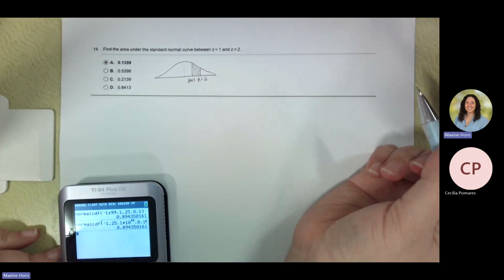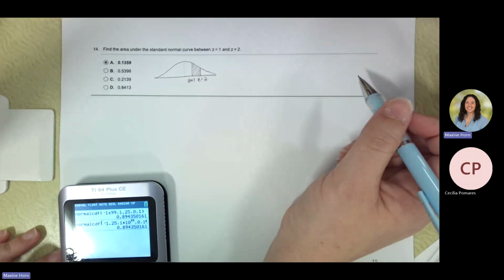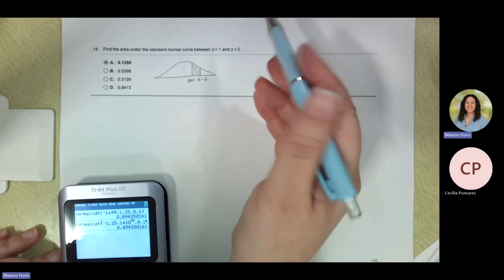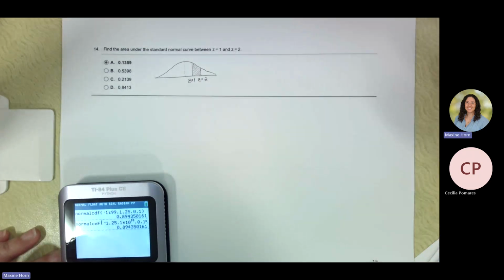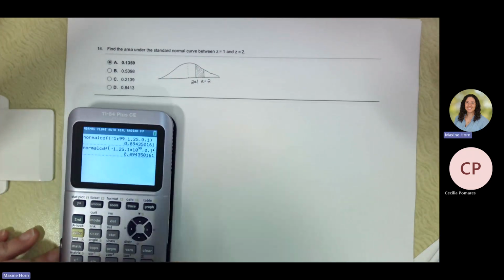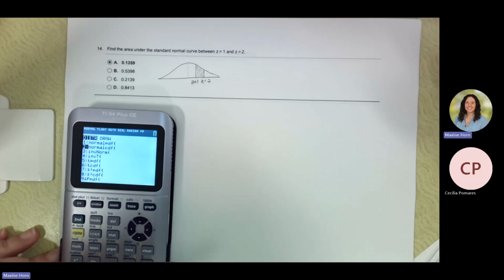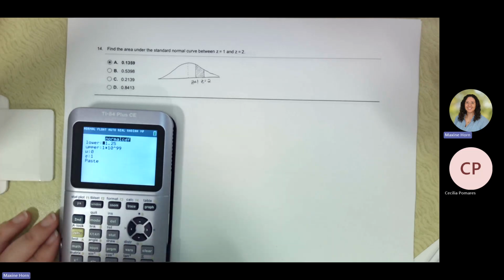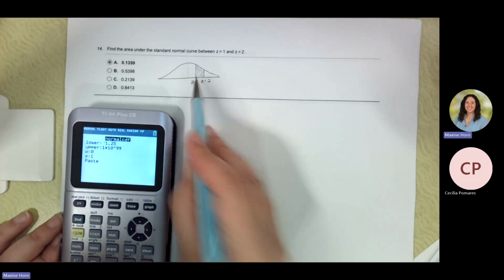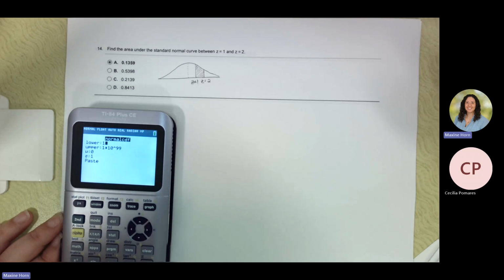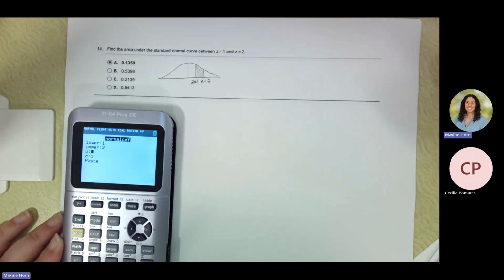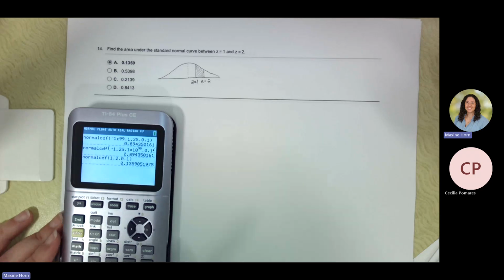Well, really we can just plug it in. Let's do it this way first, like I said. 2nd VARS, normal CDF. What is my lower limit? My lower limit is this z value, which is 1. My upper limit is 2. And again, these are just z-scores, so we're leaving the mean as 0 and the standard deviation as 1.